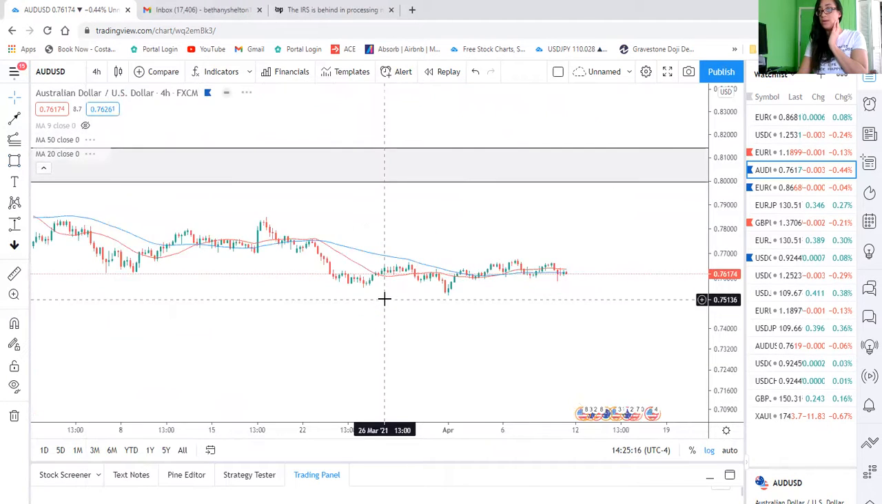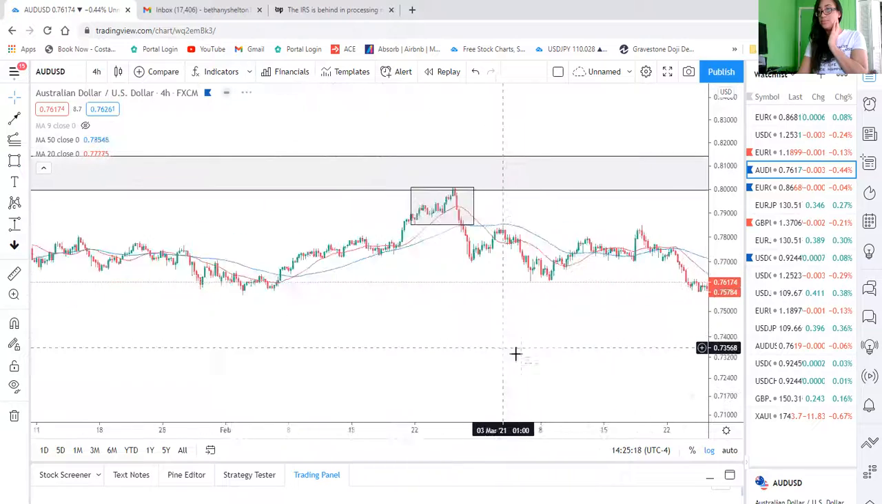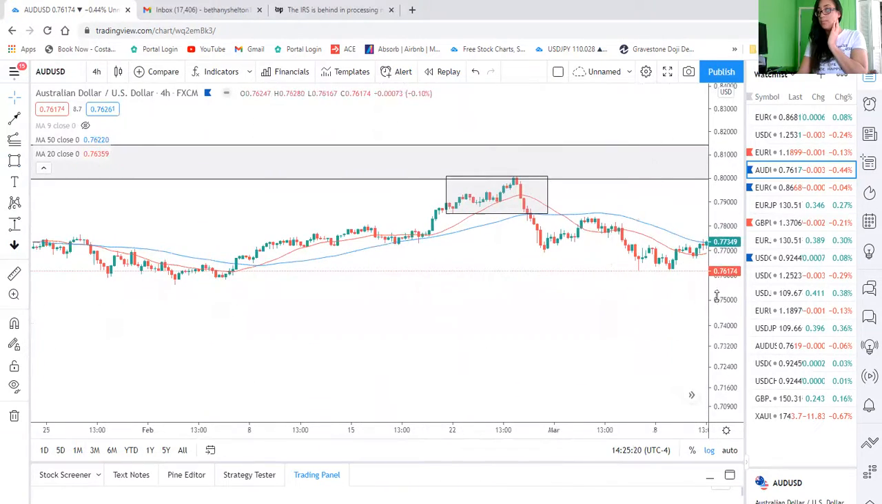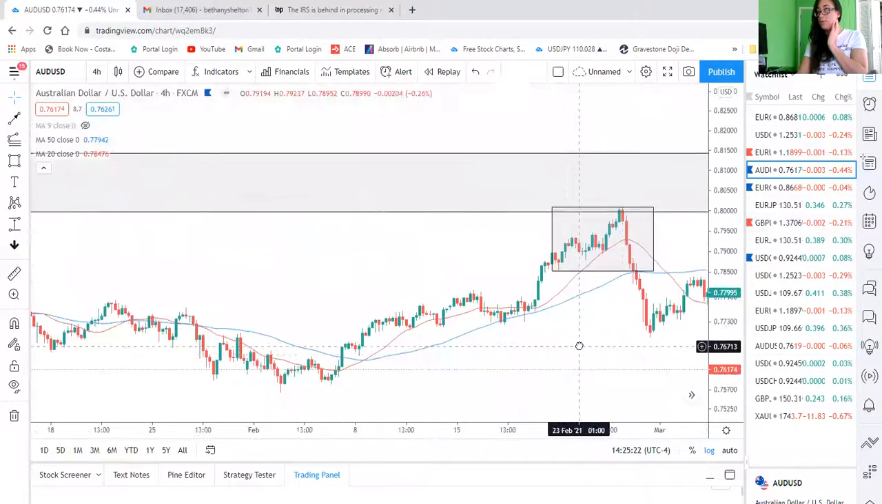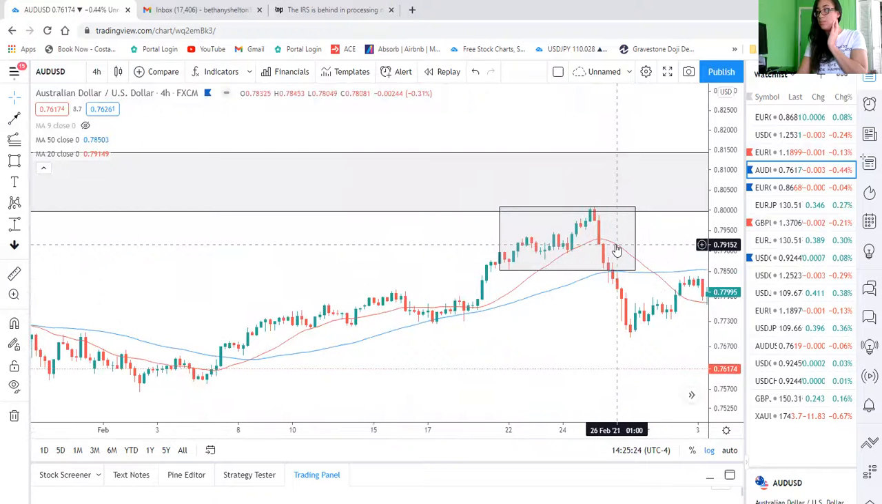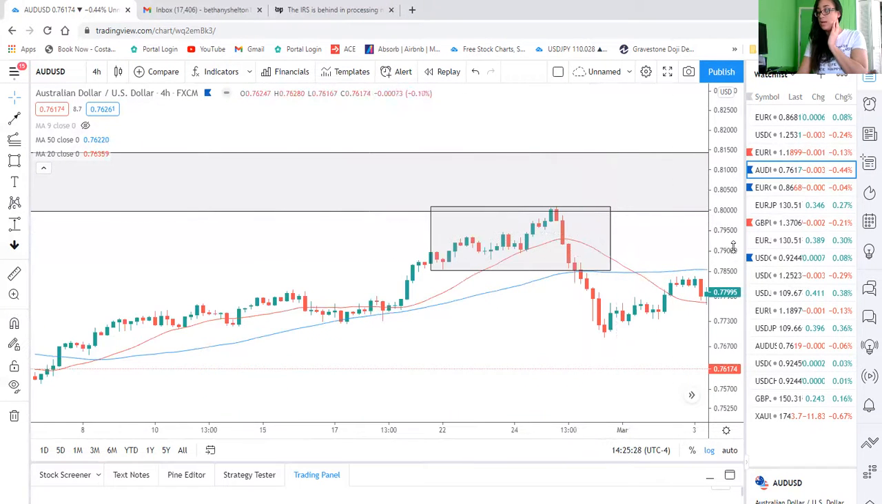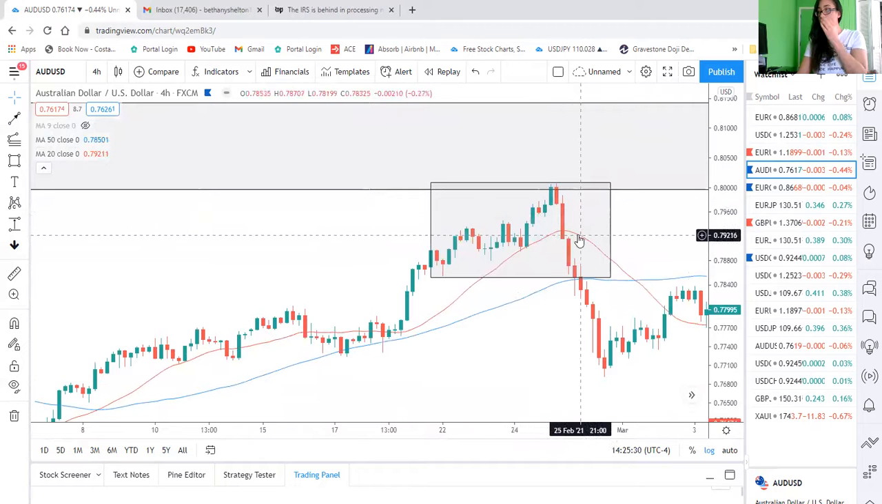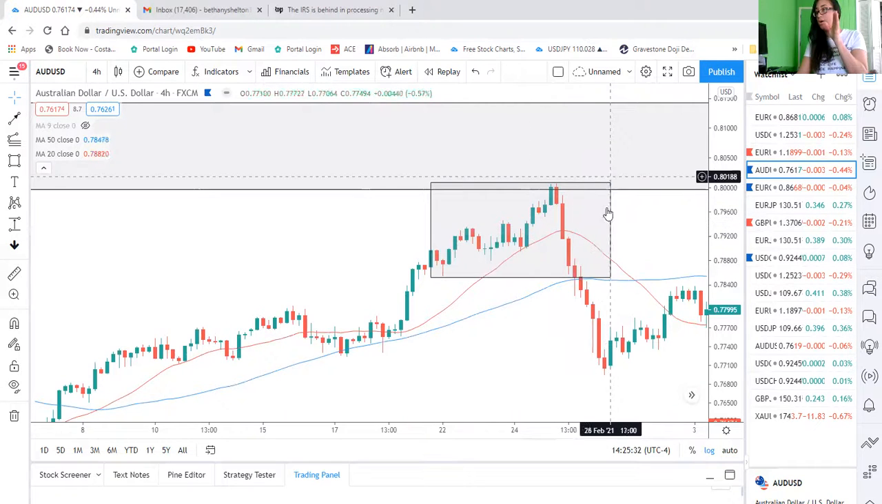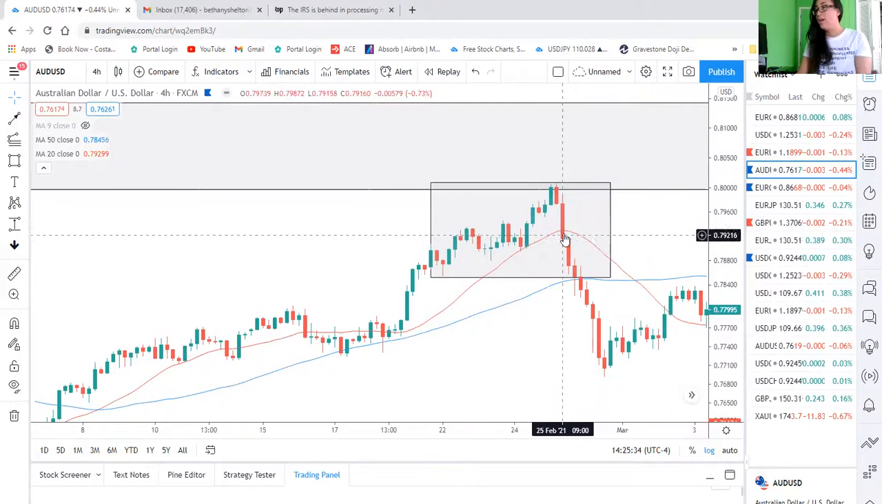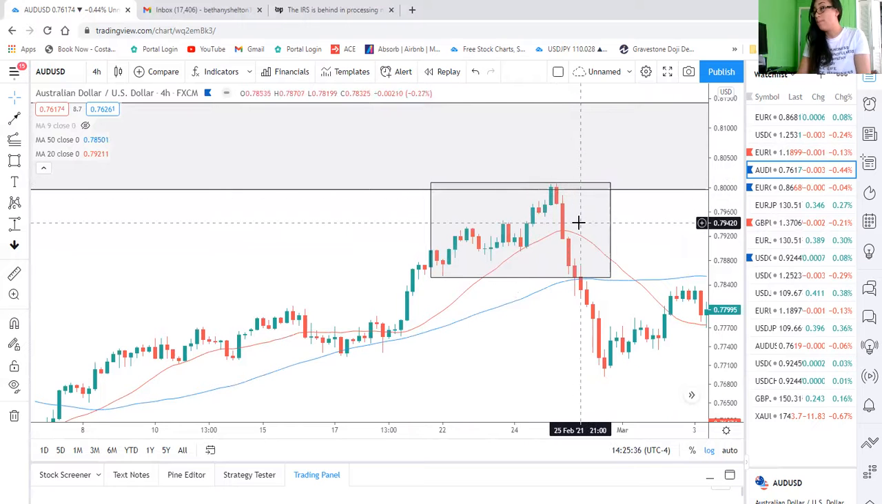If we go down to the 4-hour chart, you know, the price is giving so much momentum right here. Look, we have a tweezer top, evening star, morning star, however you want to call the candle names. This is a reversal pattern.